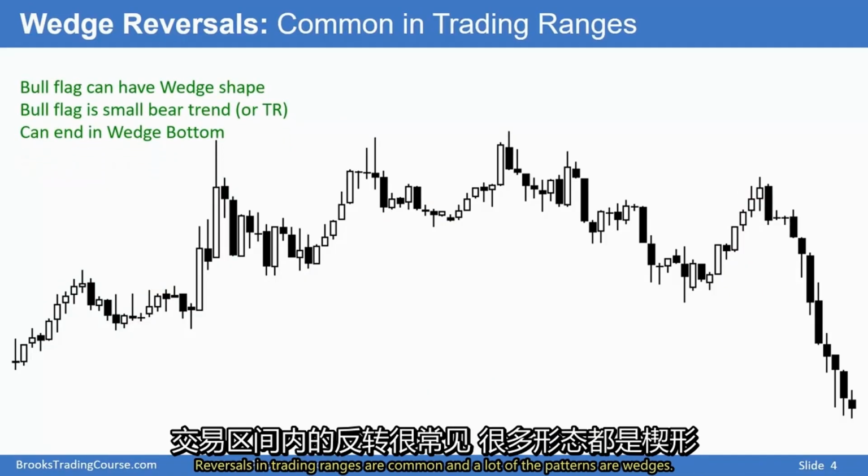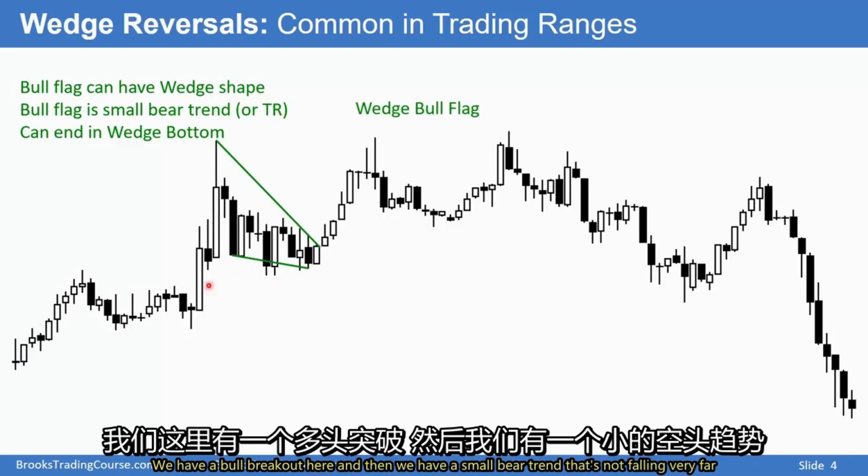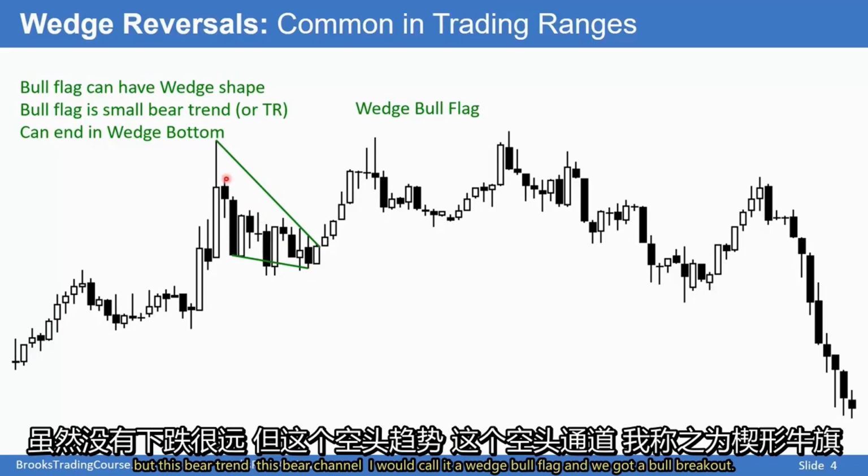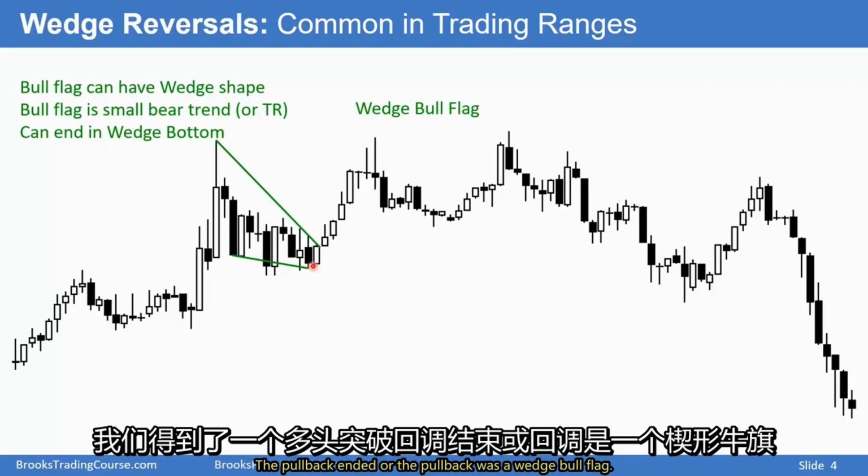Reversals in trading ranges are common, and a lot of the patterns are wedges. We have a bull breakout here, and then we have a small bear trend that's not falling very far, but this bear trend, this bear channel, I would call it a wedge bull flag, and we got a bull breakout. The pullback ended, or the pullback was a wedge bull flag.